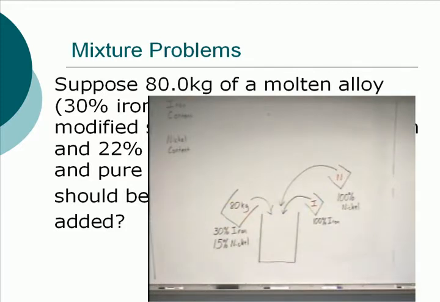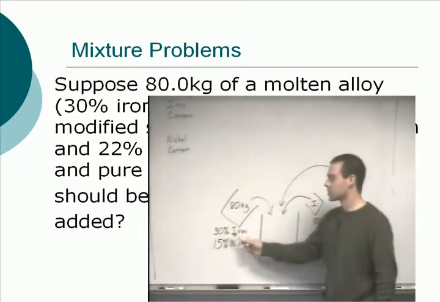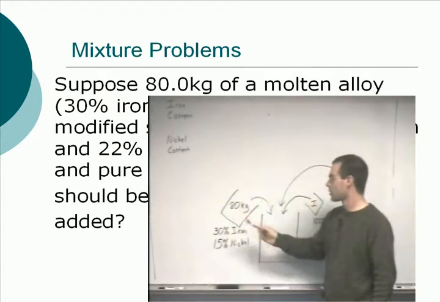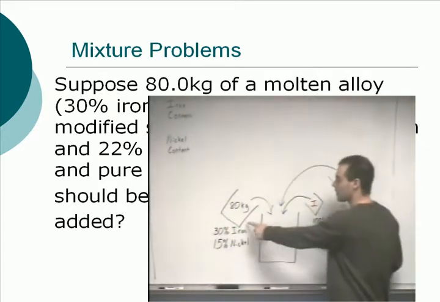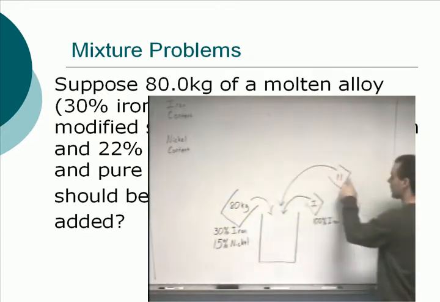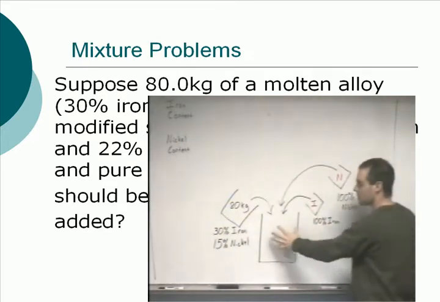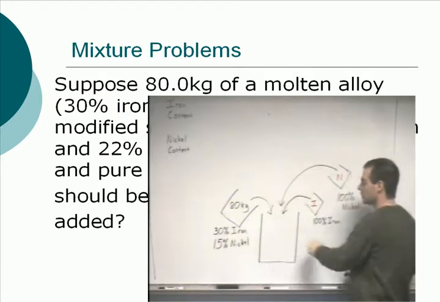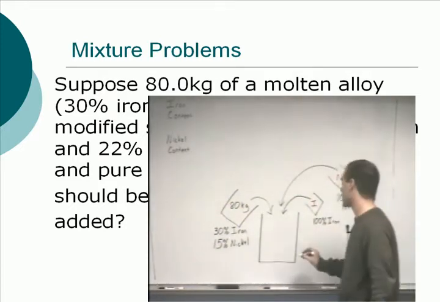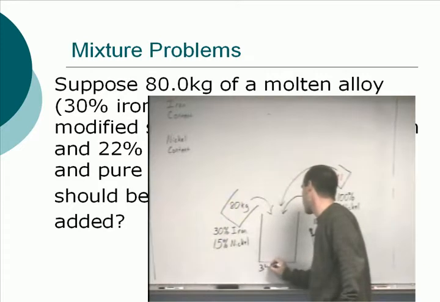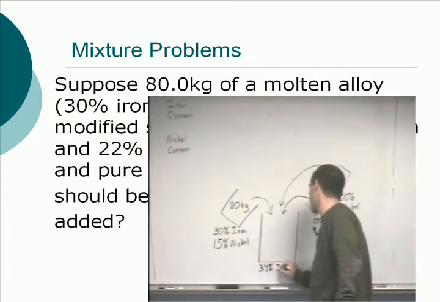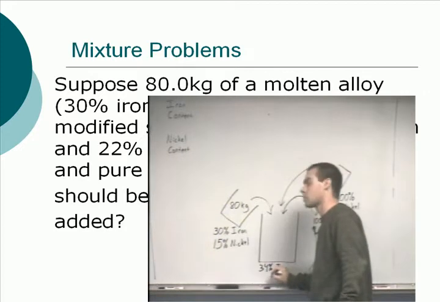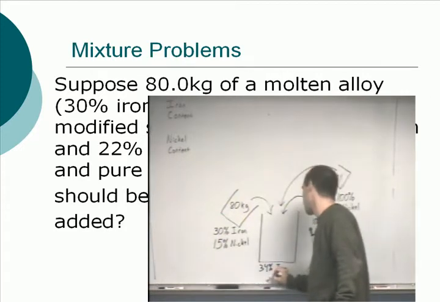Okay, now let's write an equation that involves our iron content. Let's start out with that. How much iron do we have to begin with? How much iron have we got in our original mixture? 30% of 80. Okay, so the amount of iron from here plus the amount of iron from here plus the amount of iron from here has to be the amount of iron in the total. Okay, we know that this new mixture has got to be 34% iron and 22% nickel.